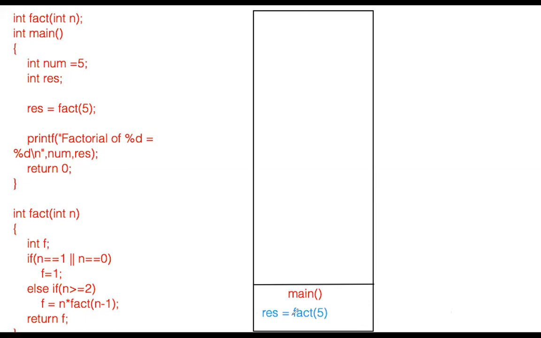What is fact of 5? It is a function call. We'll go to the other function call. So what happens when there is a function call? It gets pushed into the stack.